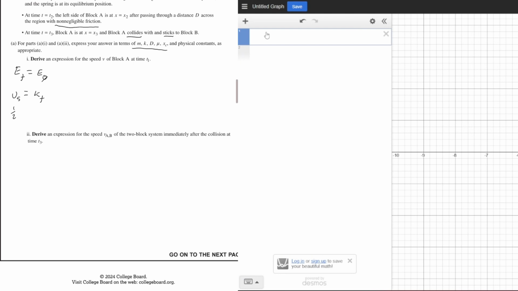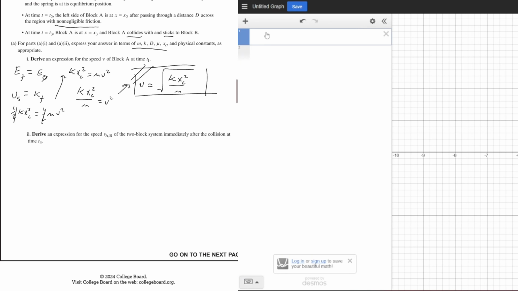Let's write the equation for both of those. 1/2 k x squared, well, x is xc, equals 1/2 m v squared, right? Let's cancel the 1/2s. Bring that up here: k xc squared equals m v squared. Now I'll just divide by mass in order to get v squared by itself. And now I can solve by taking the square root, right? So this gives me the square root of k xc squared over m, which is equal to the velocity at the end. Just box that up nice and neat.